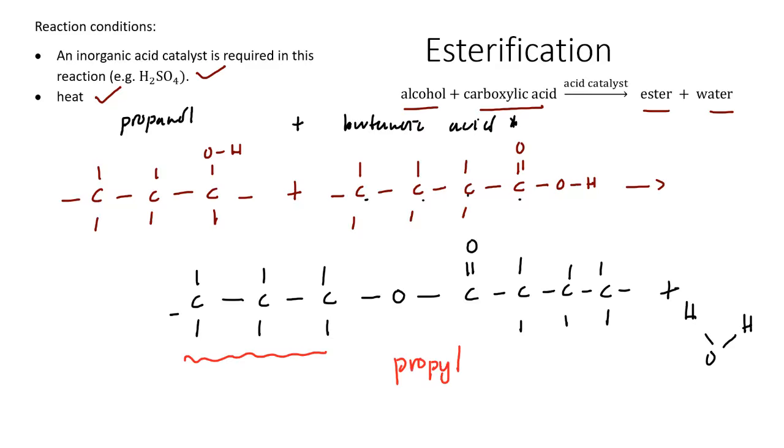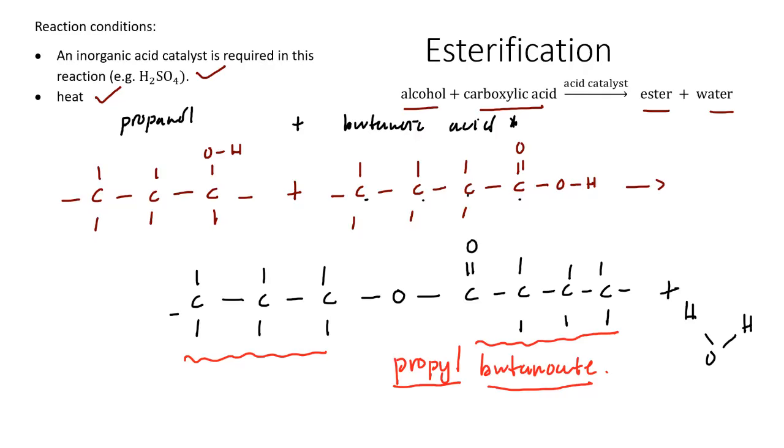Propyl. Then you leave a space. Carboxylic acid part. Butanoate. Propyl, butanoate. Propyl, propanol. Butanoate, butanoic acid. So just by reading the name, you can actually tell who makes the ester. Just by reading the name. Propyl butanoate, okay. The alcohol, propanol. The carboxylic acid, butanoic acid.